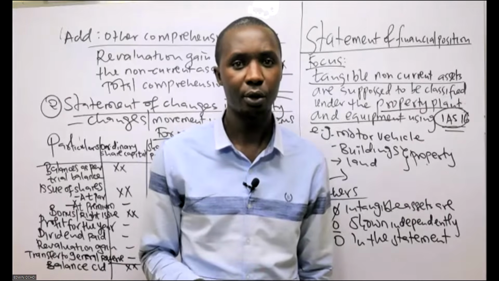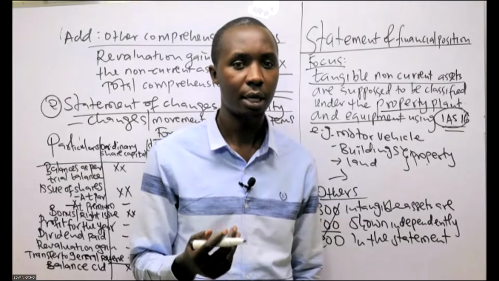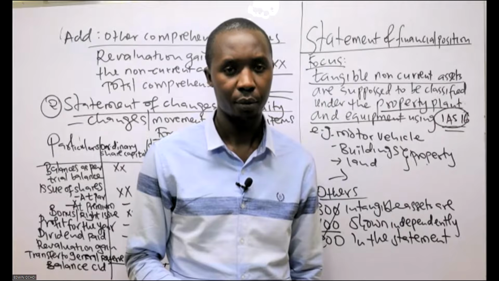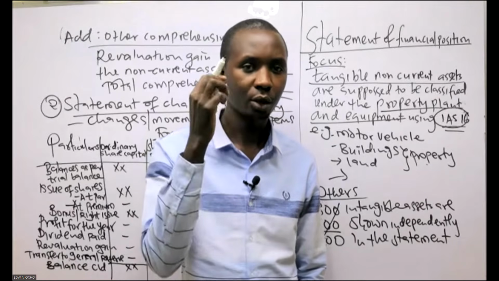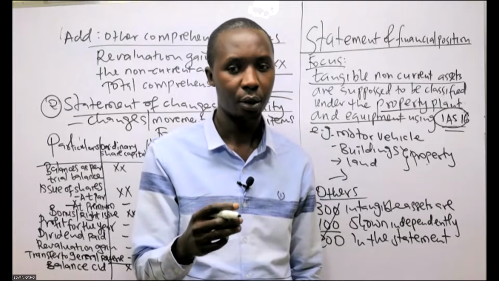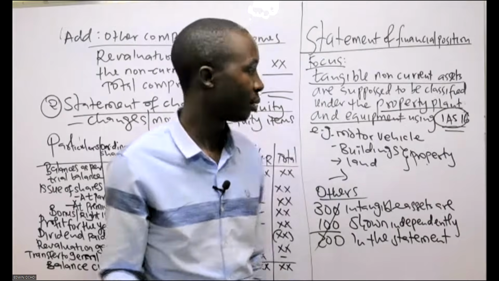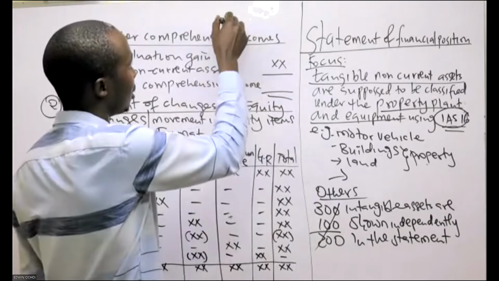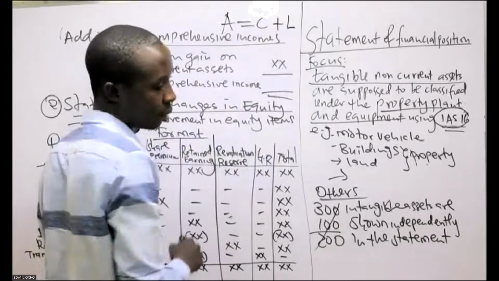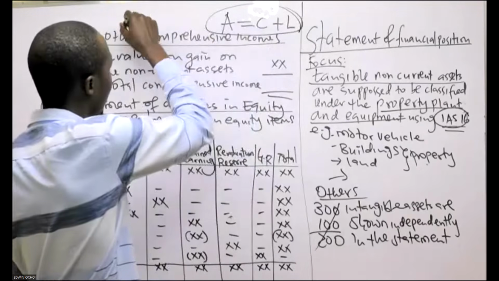So you know that in the statement of financial position, you start with the assets which are less liquid to the ones which are more liquid. I mean, you start with non-current assets, then you go to the current assets. Then you talk about equity and liabilities, then you will be done, of which you know that assets must be equal to capital plus liabilities. So you know this, the accounting principle, the accounting equation.